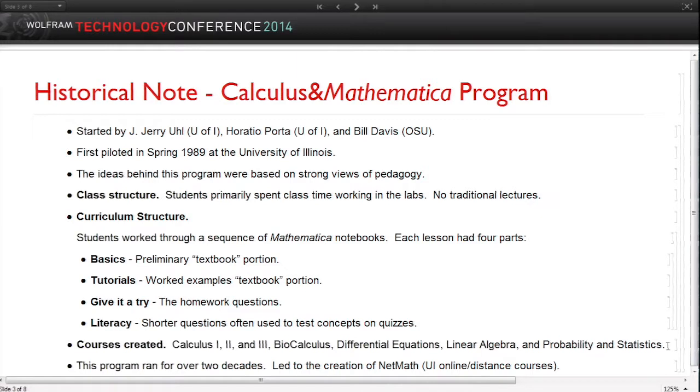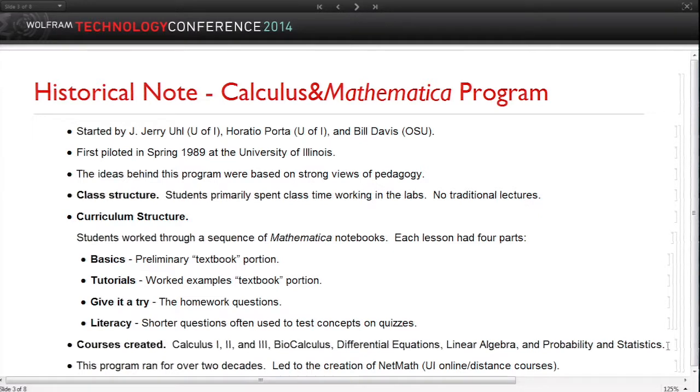This class structure was drastically different from anything that you would see 25 years ago, and drastically different from many of the courses if you go into a university today. So how was it different? How did these classes look? The main difference was that students spent a majority of their class time in a computer lab working through Mathematica notebooks. There were usually no traditional lectures associated with these classes. The idea was to experience the math personally through the Mathematica files. So they constructed an entire curriculum around this idea, with a sequence of Mathematica notebooks.